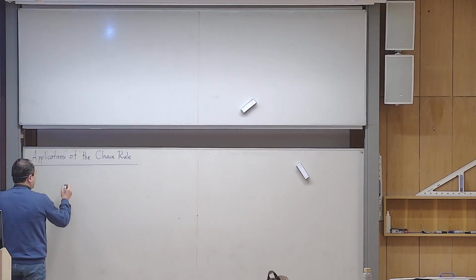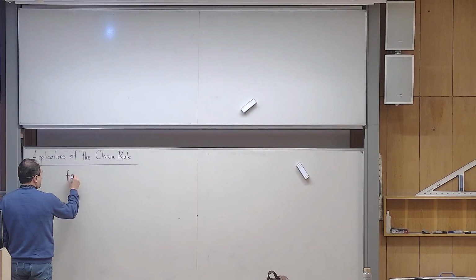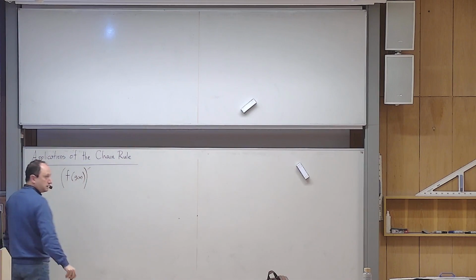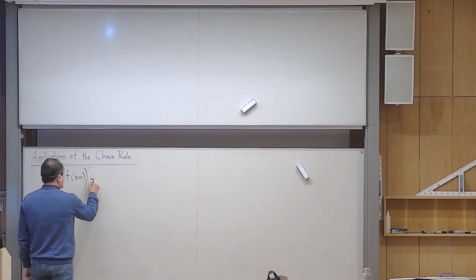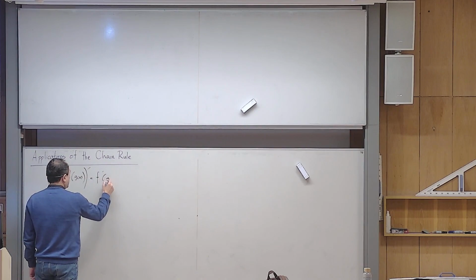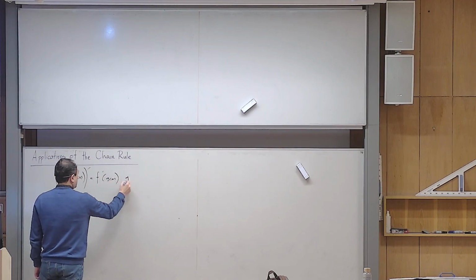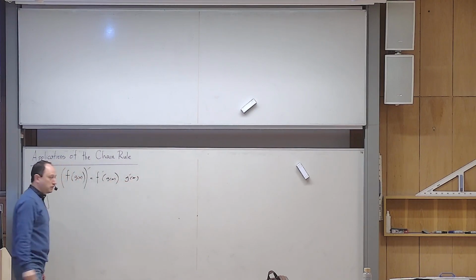So assume that you have a function. Do you remember what the chain rule was? The chain rule was that if I have f of g of x, and I am interested in taking the derivative of that, this becomes what? f prime of g of x multiplied by g prime of x. So that was the content of the chain rule.